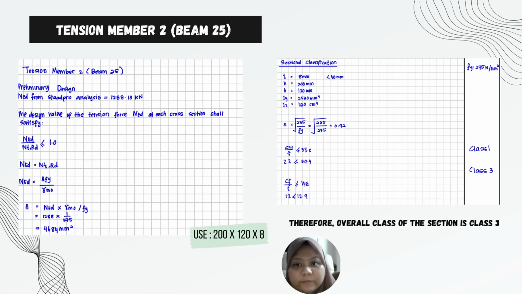This is the calculation for tension member 2. The preliminary design, NED from StatPro analysis, is 1288.13 kilonewton. So the design value of the tension force NED at each cross section shows NED over NCRD. From the formula, we got the area is 4684 millimeter square. And then we go to the sectional classification. Overall, the class of the section is class 3 by all the calculation.